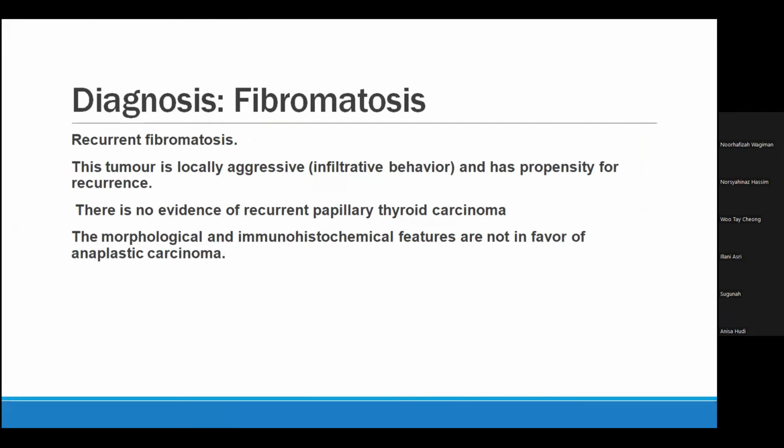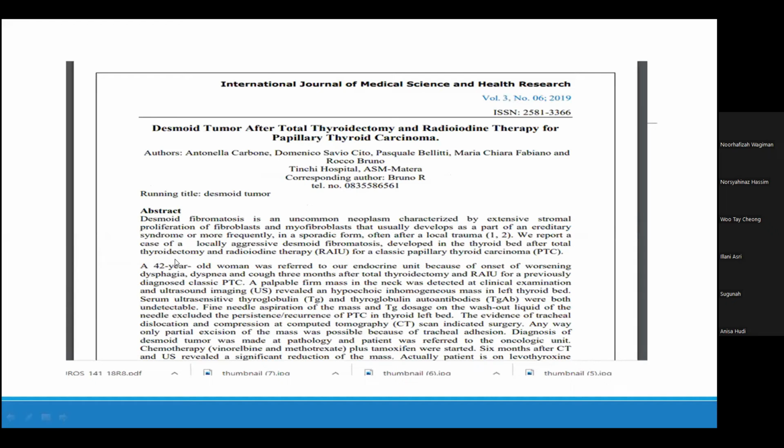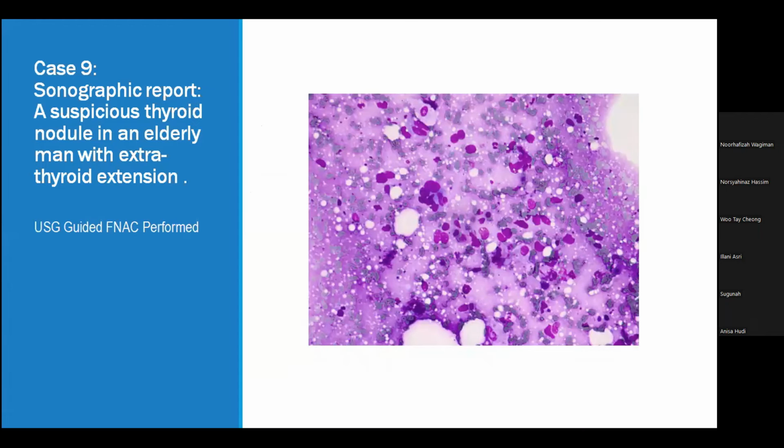Importantly, we have to mention that although it looks like fibromatosis, you still have to look for recurrent PTC because sometimes the PTC can have this fibromatosis-like stroma. And then the morphological and the immunohistochemical features are not in favor of anaplastic carcinoma. So sometimes the spindle cell lesions can also be tricky. Okay. So this kind of desmoid tumor or fibromatosis, people postulate this can be due to trauma, local trauma after the thyroidectomy.